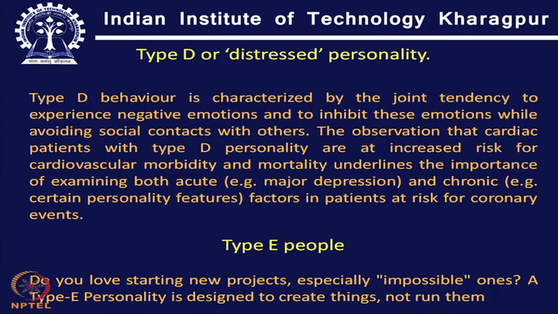Type E people are those people who love starting new projects, especially impossible ones, and they are designed to create things, not run them. These are a group of creative people who love to do new things, who try to create new things, but when the project starts running, unless there is again something very challenging in that project, they get bored with it and they become less performing.